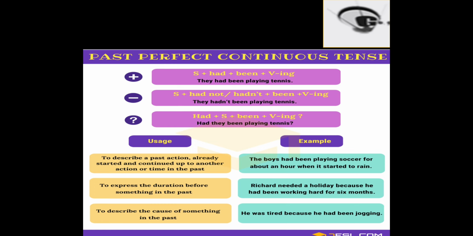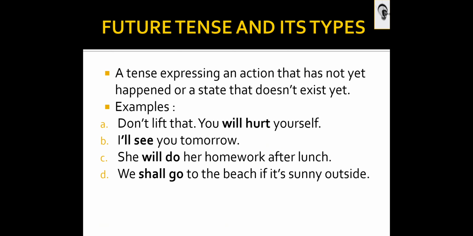Next, it is used to express the duration before something in the past. For example, Richard needed a holiday because he had been working hard for 6 months. And lastly, it is used to describe the cause of something in the past. For example, he was tired because he had been jogging. So that's all for the past tense.